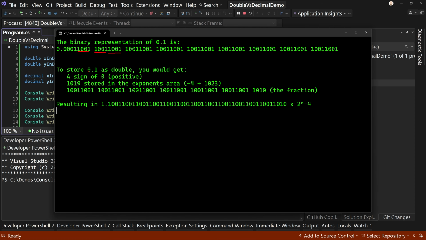So to store 0.1 as a double, you would get a sign of 0 because it's positive. We get 1011 (119) stored in the exponent area. Because what we're actually looking for is, let's look at this count here. We need to move this decimal point till it's 1 after the 1. So we're going to put it right here, which means we have to move it 1, 2, 3, 4 positions to the right, which means -4. We take that -4, we add 1023.